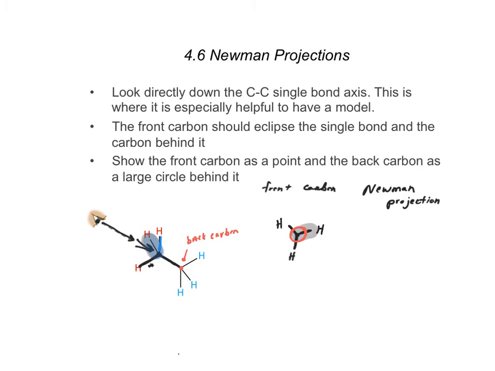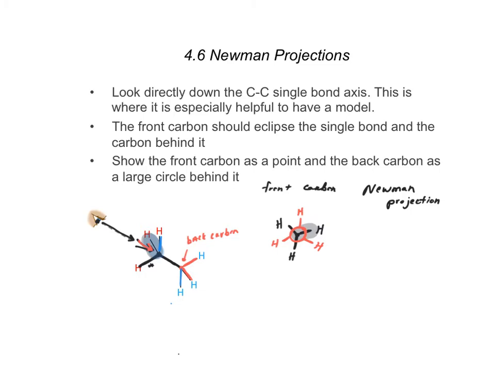So again, as I'm looking down this bond axis, I'm now looking at the things that are attached to this back carbon. I see that this hydrogen looks like it's pointing directly up, so I'm going to represent that by drawing a line pointing directly up from my back carbon. Then I have this one, which, as I'm looking down at it, looks like it's pointing down and to the right. And then I have this one, which looks like it's pointing down and to the left.